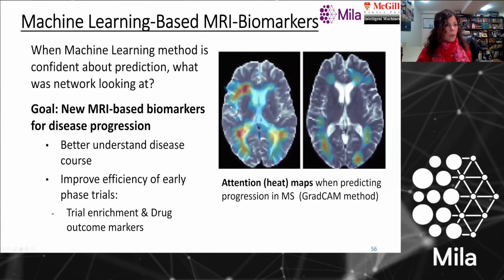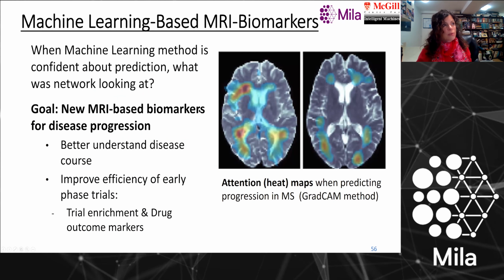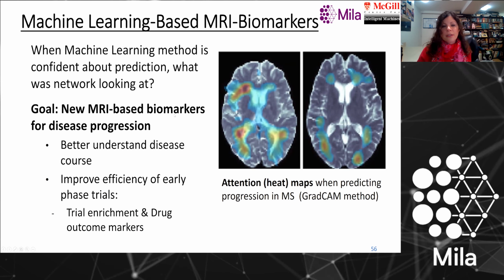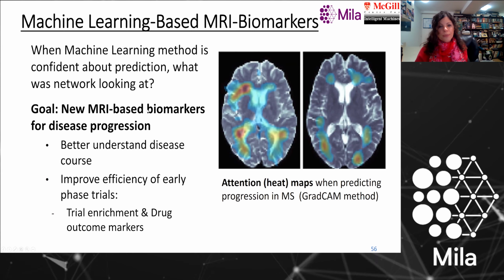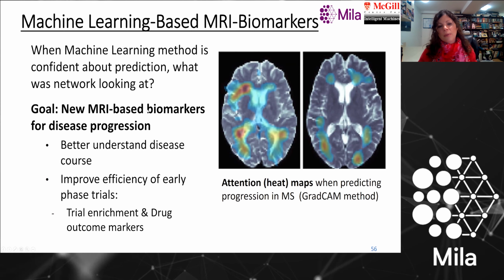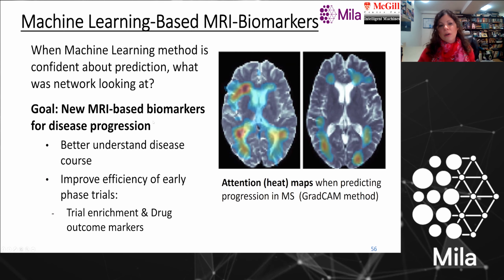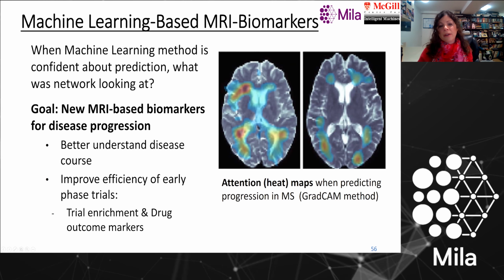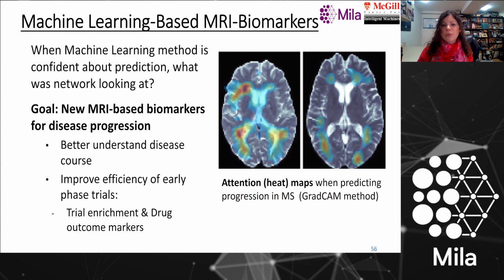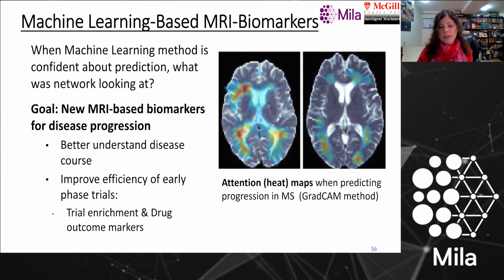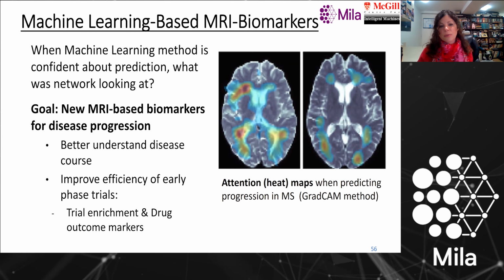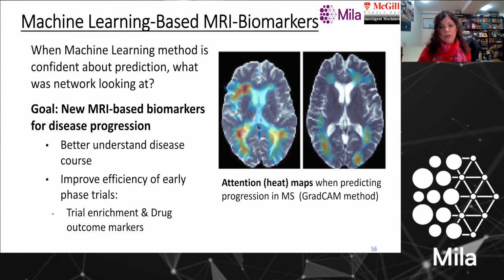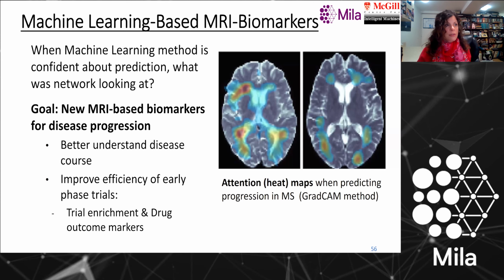And so one of the things that we're very interested in is, when the machine learning method is confident about a prediction, what is the network looking at? And so our goal is to create new MRI-based biomarkers for disease progression. This will help us understand the disease course better and hopefully improve the efficiency of early phase clinical trials, because it allows us to potentially have enrichment based on these markers or use them as drug outcome markers.